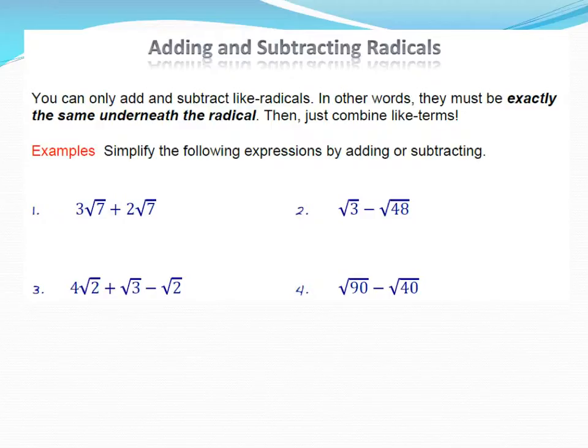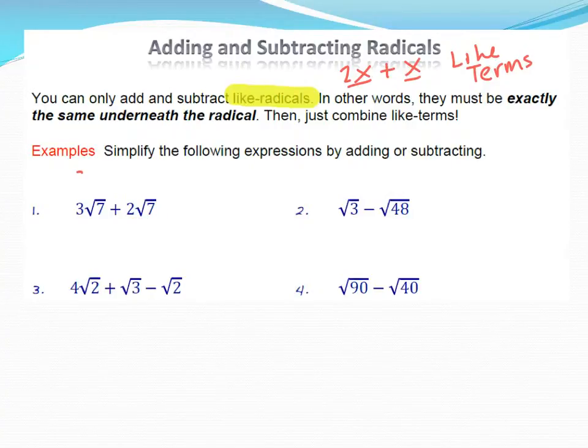Okay, so when you add and subtract radicals, very similar to something we've seen before, we are going to look for what are called like radicals. Very similar to when we looked at things like 2x and x, things that were called like terms. So instead of like terms, we're going to be looking for like radicals. Okay? So imagine if we look at example 1, we have 3 radical 7 plus 2 radical 7.